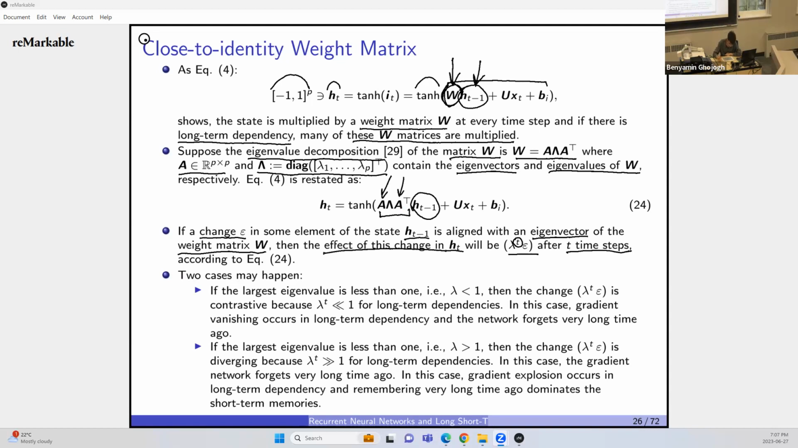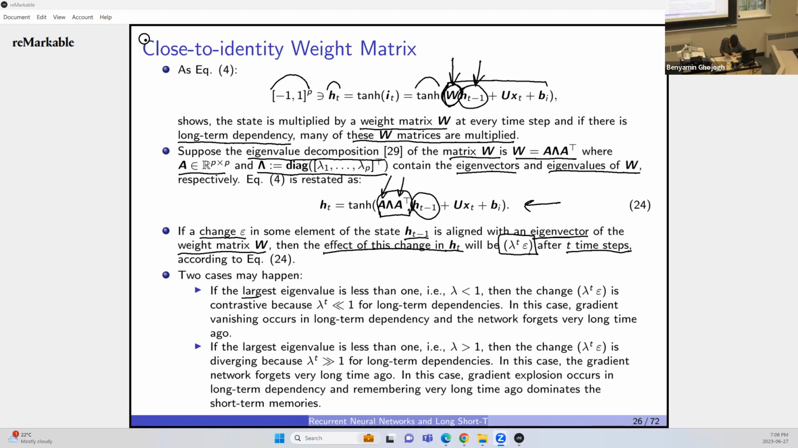Okay, then what happens? After t time steps, we have t times of the multiplication of W by H, right? Therefore, we have t times of multiplication of eigenvalues with the H. And eigenvalues are lambda. So we have lambda to the power of t, okay? Because we have lambda times of the multiplication. So lambda to the power of t times epsilon, right? As we have it here, after t time steps, according to equation 24 here. Then two cases might happen. What?